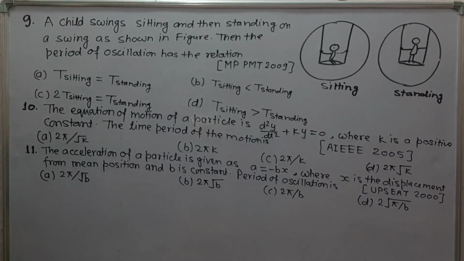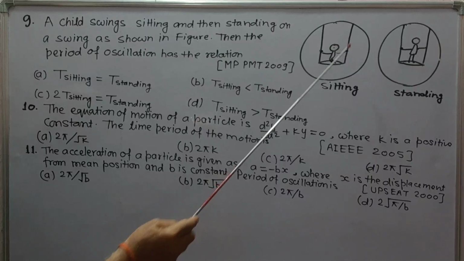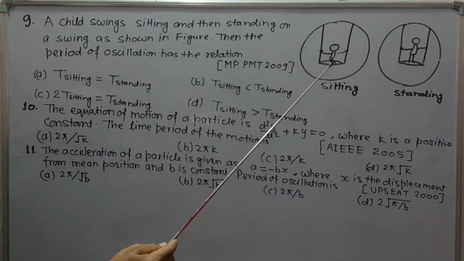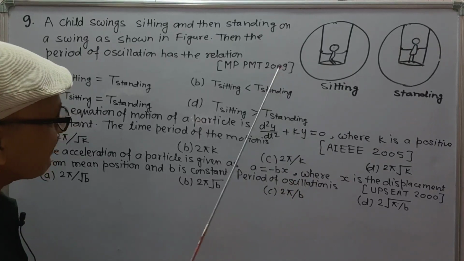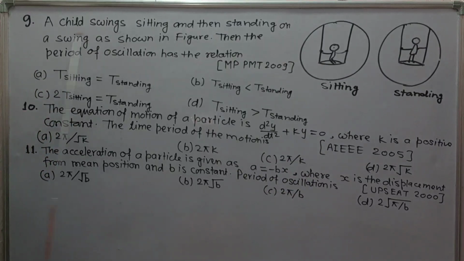Next question number 9. The question is, a child swings sitting and then standing on a swing as shown in figure. Then the period of oscillation has the relation. This is the child swinging on a swing, first sitting and then standing. Then these are the options.